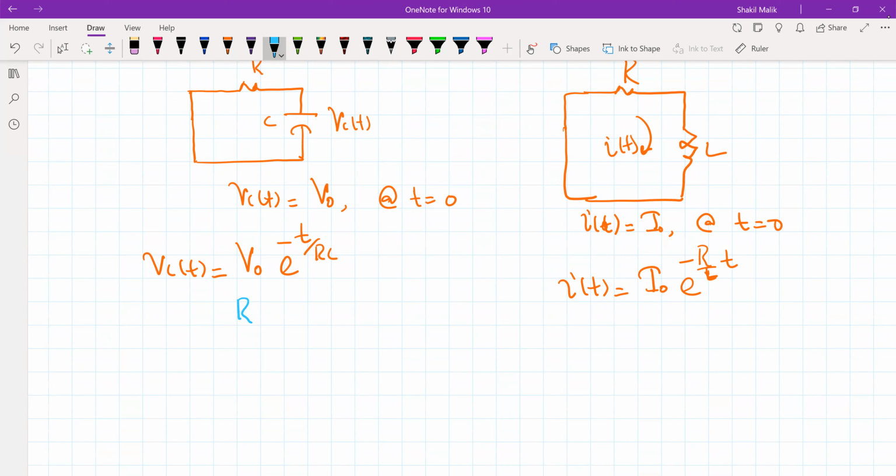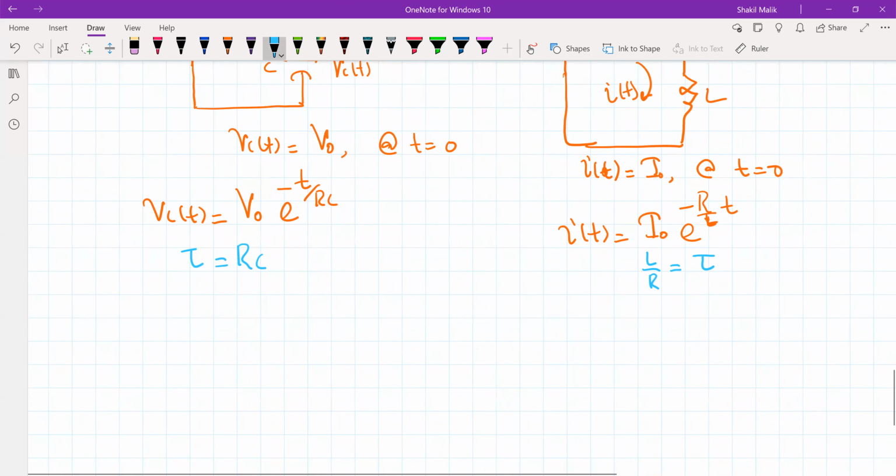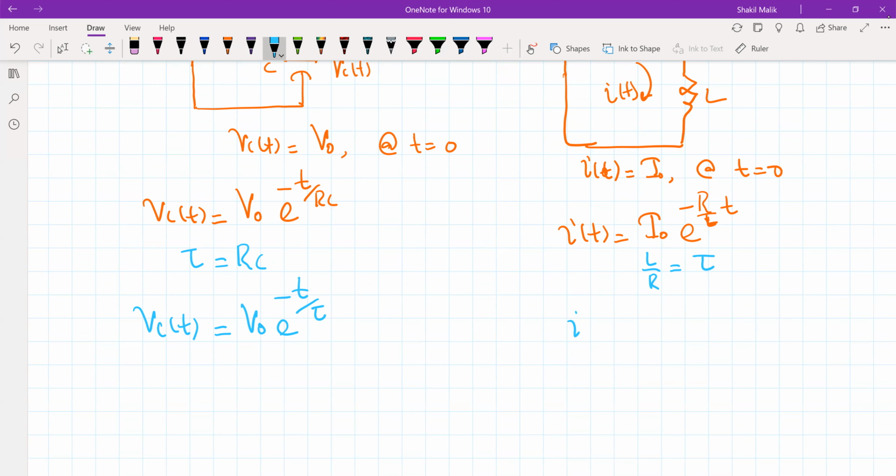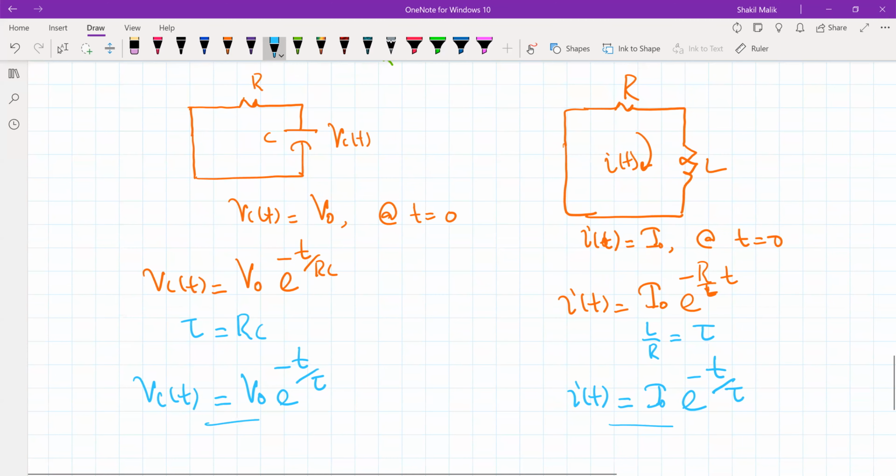So we can write it like this. If we replace RC is equal to tau in the RC circuit, and L by R is equal to tau in the RL network. Okay, source free means there is no source. So we can write Vc of t is equal to V naught e to the power of minus t by tau. And we can write the inductor current like this, I naught e to the power of minus t by tau. All right. So this is the capacitor voltage, and this is the inductor current in source-free networks. Means there is no source connected. Only thing is the capacitor is having some initial voltage, and the inductor is having some initial current. Okay, this is the behavior.